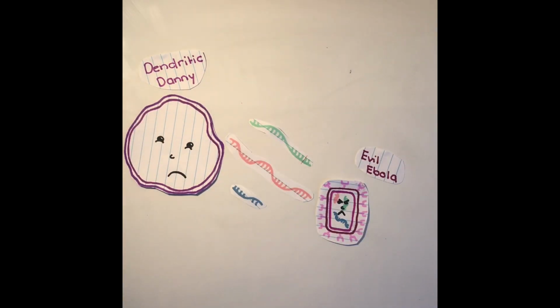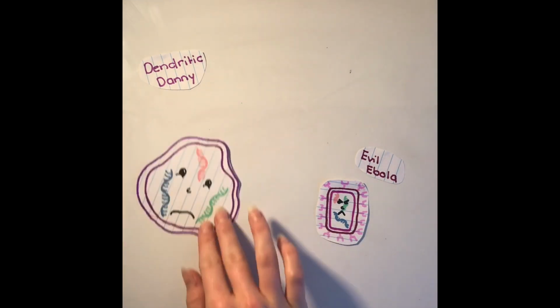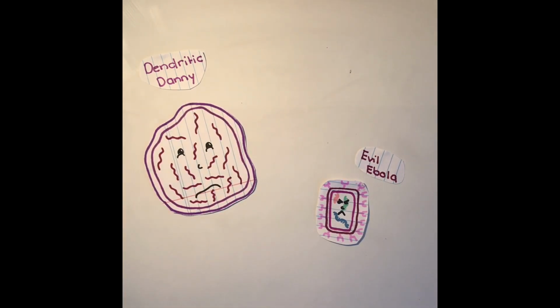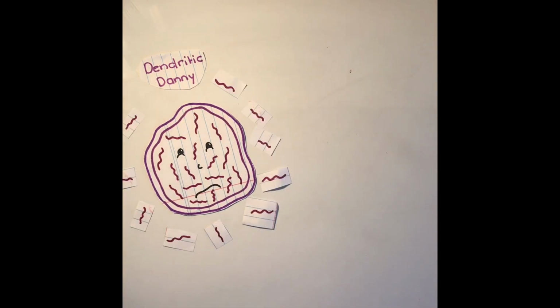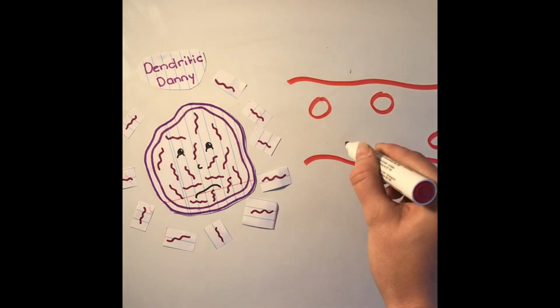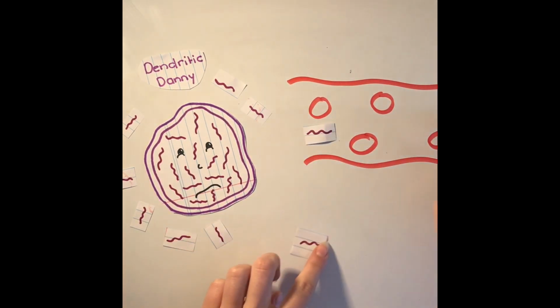Once inside, Ebola begins to release its genetic material, and then the replication process can begin. The replicated Ebola then dissolves the cell membrane, and the Ebola virus is released into the surrounding cells and bloodstream.